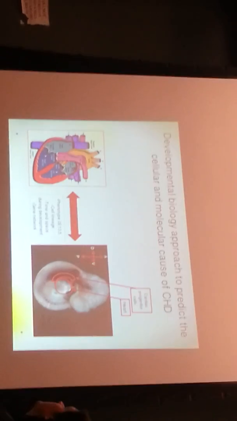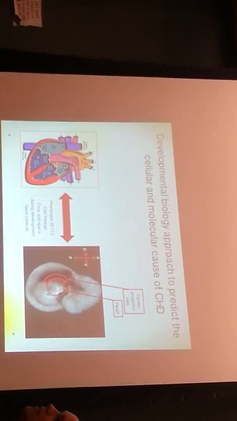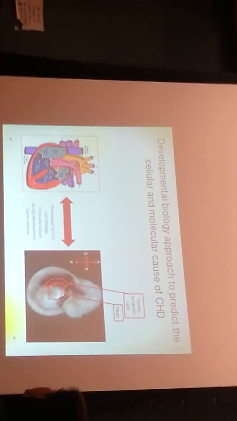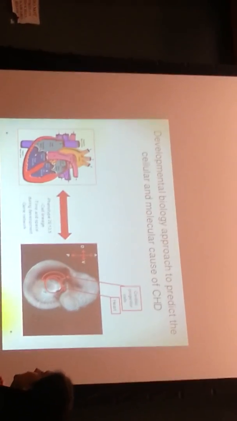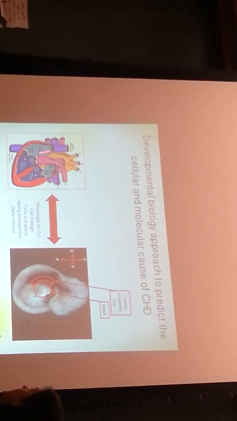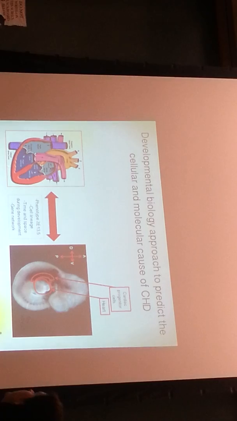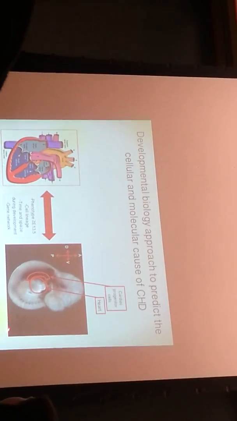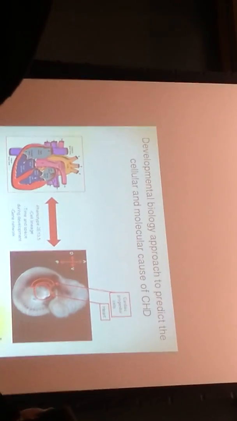So what is the developmental biology approach that we take in the lab to predict the cellular and molecular cause of congenital heart disease? On this side, you see a cartoon of a completely, fully developed heart, in the mouse at 14.5 days of development. And on this side is a picture of an embryo at 9.5 days of development.